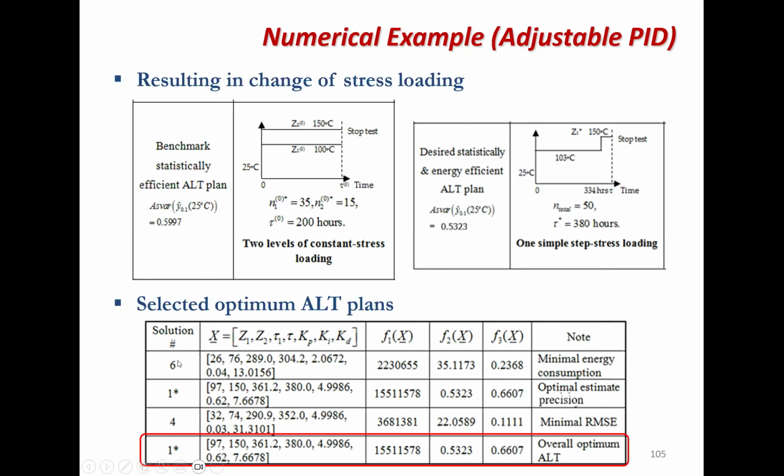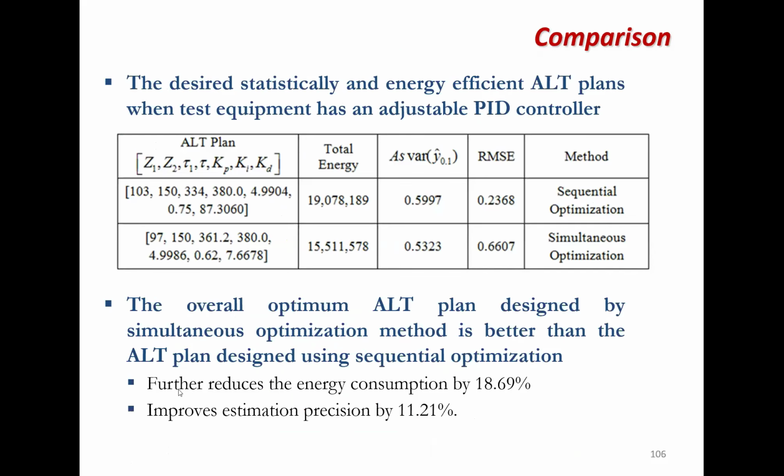Solution number 6, at the bottom here, provides the minimal energy consumption. Number 1, the star, provides optimal estimation precision. Number 4 provides the minimal root mean square, basically following the stress profile the best. But overall, we need to select estimation precision as our first priority, and while also considering other criteria, we pick number 1, the star. That's our overall design. And compared to the one-step-at-a-time method, our simultaneous method is better.